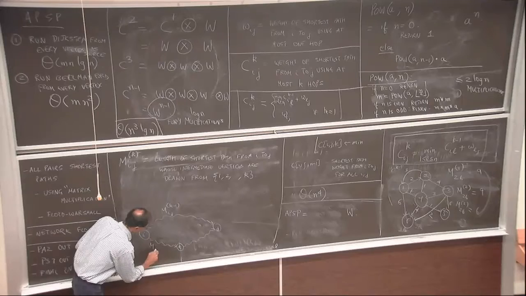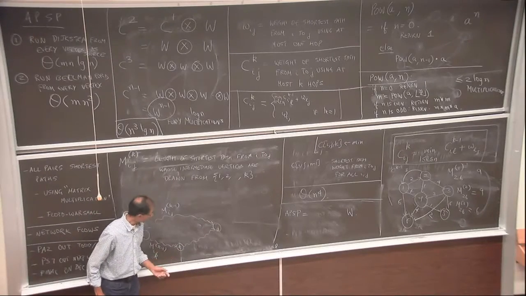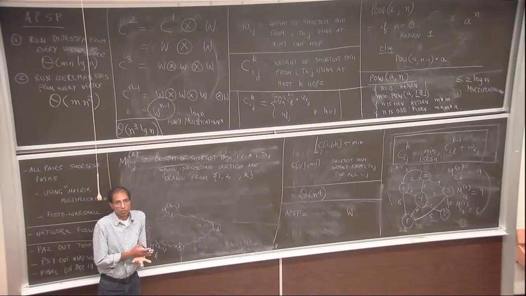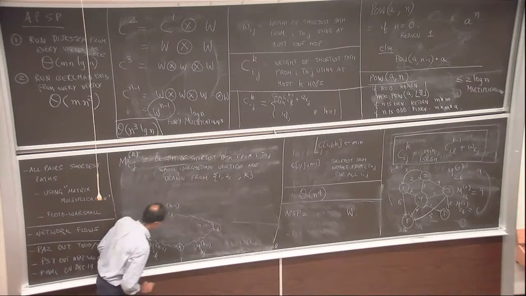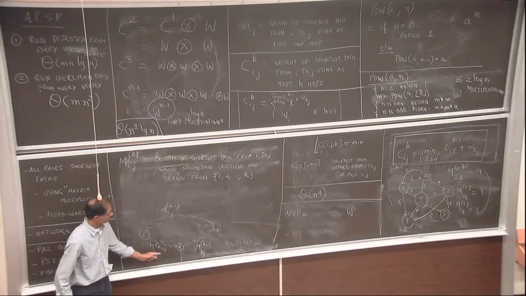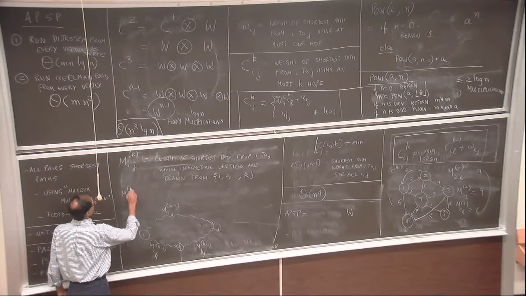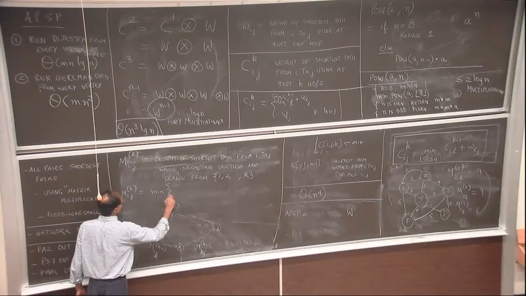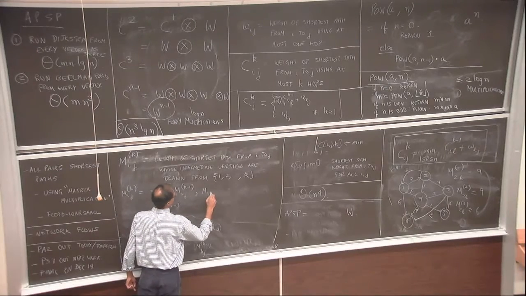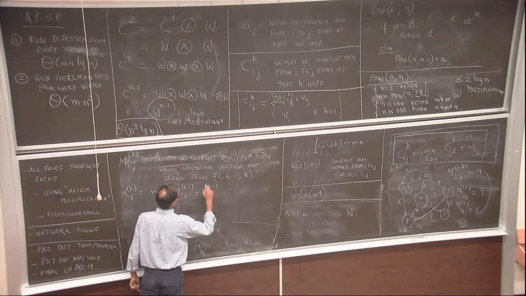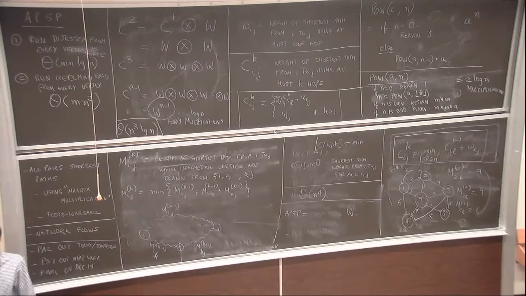So this is M_ik^(k minus 1). What is this? Same thing. This better be the shortest path from k to j using only vertices from 1 through k minus 1. So this is M_kj^(k minus 1). What is the length of this path? This plus this. So M_ij^k is the minimum of two quantities: M_ij^(k minus 1) or M_ik^(k minus 1) plus M_kj^(k minus 1).